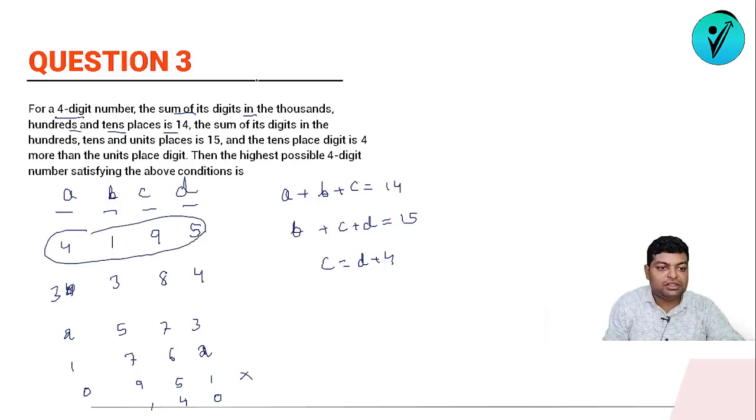So for this question, what will be the answer? It's 4195. Okay, so for question number 3, the answer is what? It's 4195. Okay, moving on to the next question. Just a minute. 4195.